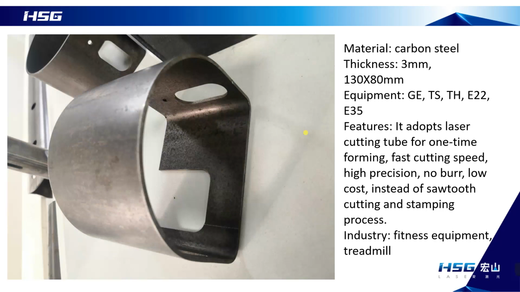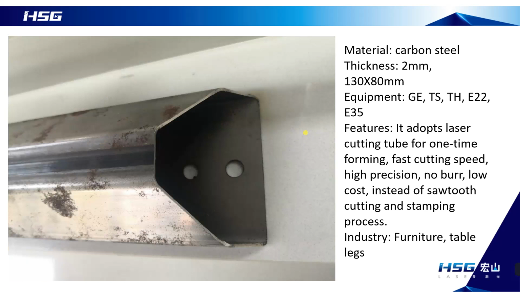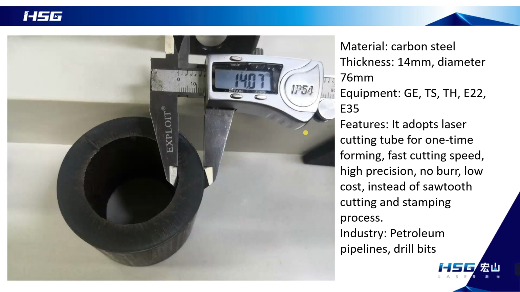And this is a 14 millimeter thick carbon steel pipe, 76 millimeters in diameter, used primarily for oil pipelines or drill bits. Generally speaking, the thickness we can cut is based on the laser power. In general, this power can cut how thick a plate, in theory, can cut how thick a pipe. The normal thickness of the pipe wall is not too thick, not as thick as the plate.